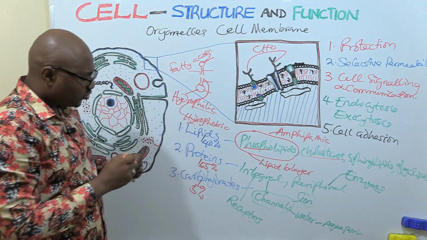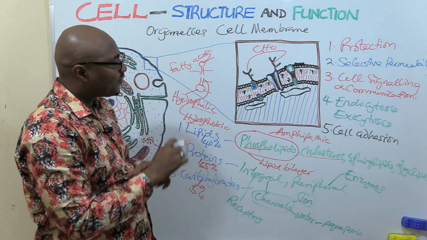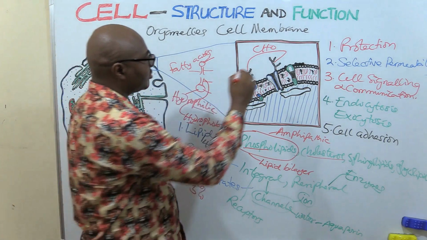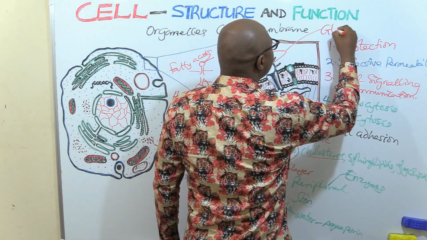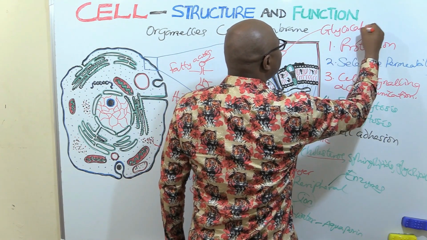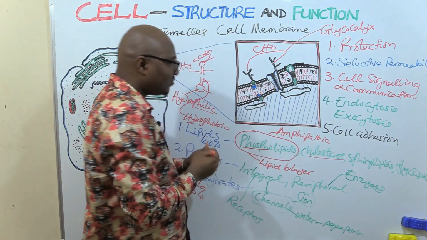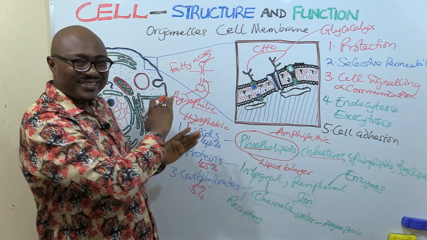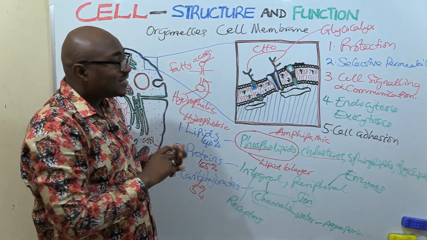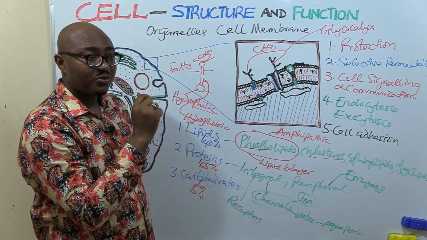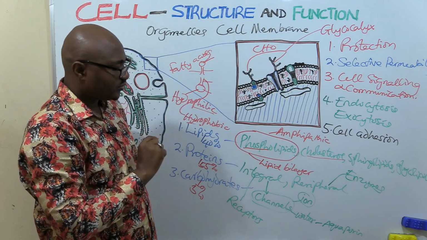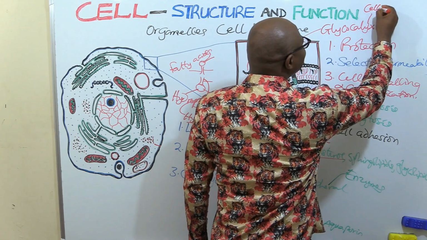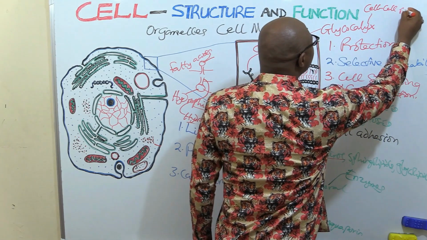So what do the carbohydrates do? They form what is known as the glycocalyx. They form a certain kind of protection for the cell membrane, and they do a special function also known as cell-to-cell recognition.